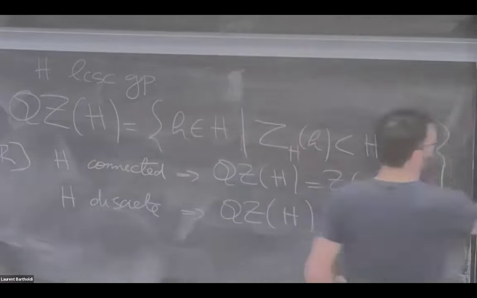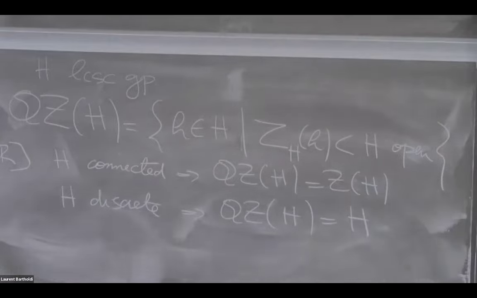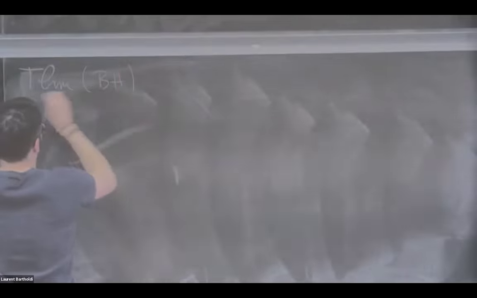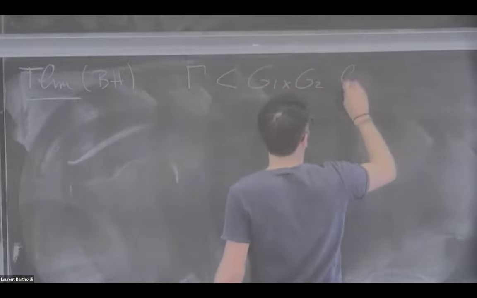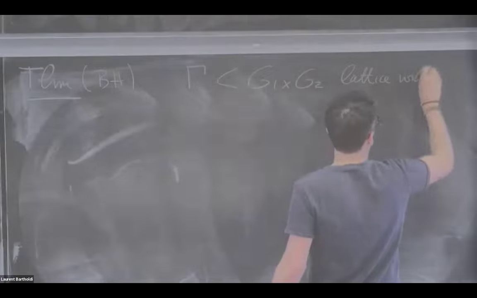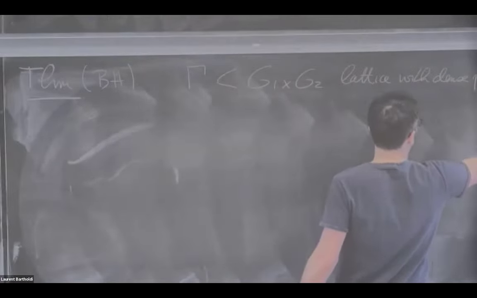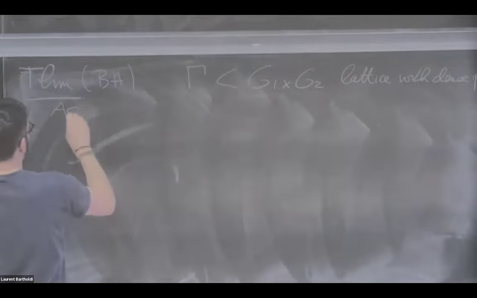Now I want to state the non-commutative version of the Bader-Shalom theorem. The setup is the same, but to make the proof work we need some extra assumptions that have to do with the fact that we are dealing with a non-commutative object, the group von Neumann algebra. The result is like this: it's the same setup as before, with Gamma a lattice with dense projections, and I will assume the following things.